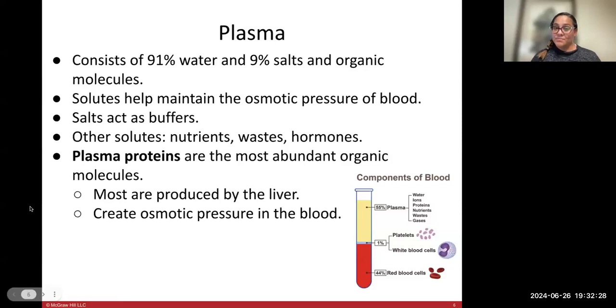There are also some stem cells floating around in there. Plasma consists of 91% water and then 9% salts and organic molecules. Solutes help maintain the osmotic pressure of blood. Solutes like salt will act as a buffer to bring the pH back up or back down, depending on if it's too high or too low. Other solutes like nutrients, wastes, and hormones are also present. Plasma proteins are the most abundant organic molecule. Most are produced by the liver, and they create osmotic pressure in the blood.